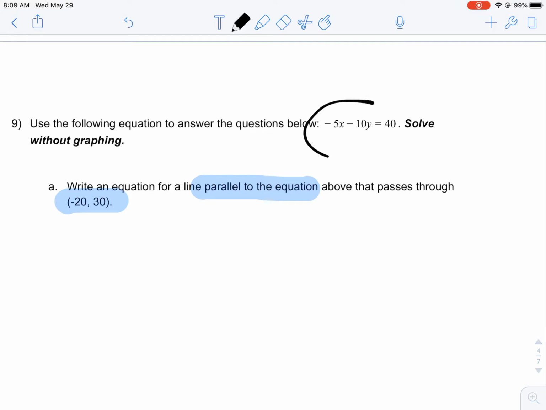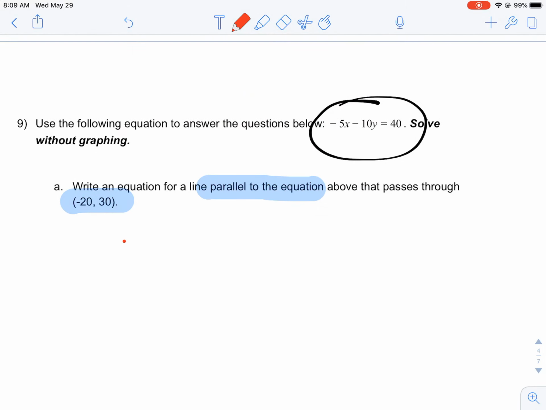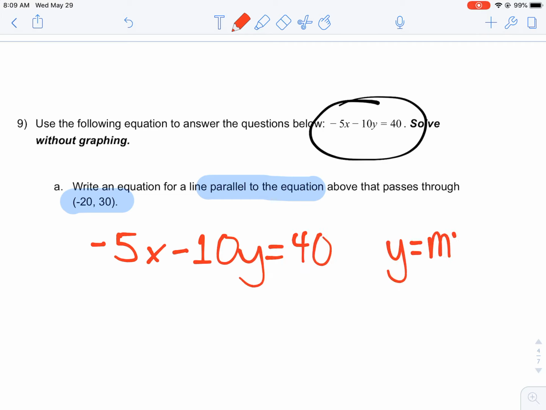Now, based on what I'm looking at right here, a lot of people just jumped right in. However, the problem is this is not in slope-intercept form. I don't know my slope yet. I have to figure out what that's going to be. Right now, it's closer to standard form. Now remember, slope-intercept form is y equals mx plus b.